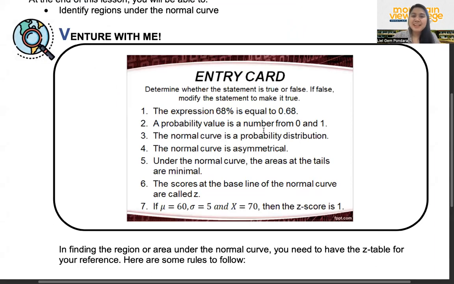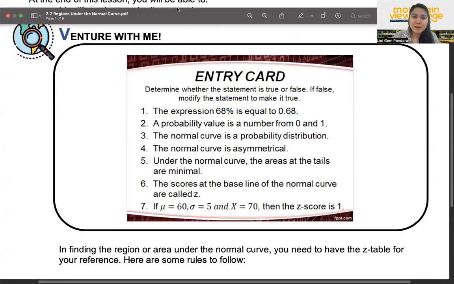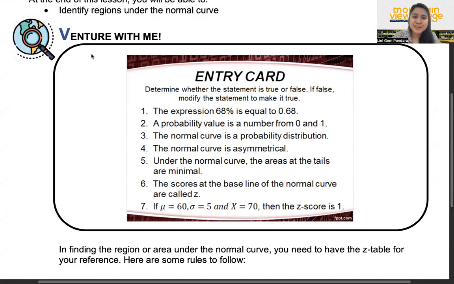Now, this time, let's try answering. In the chat box, share with me your answer for number 1. The expression 68% is equal to 0.68. True or false? Oh, very good, Noelyn. That's true.